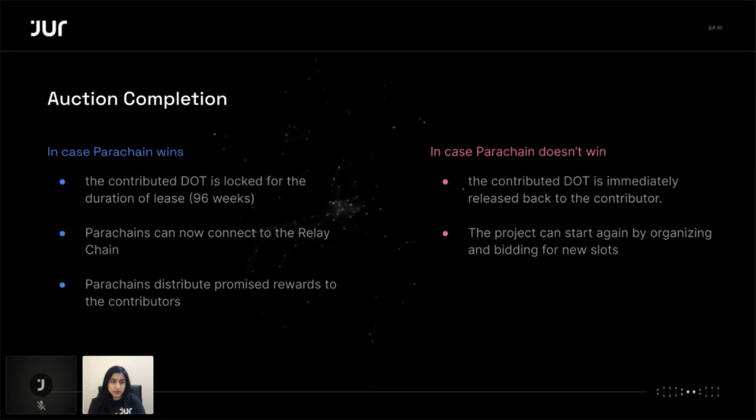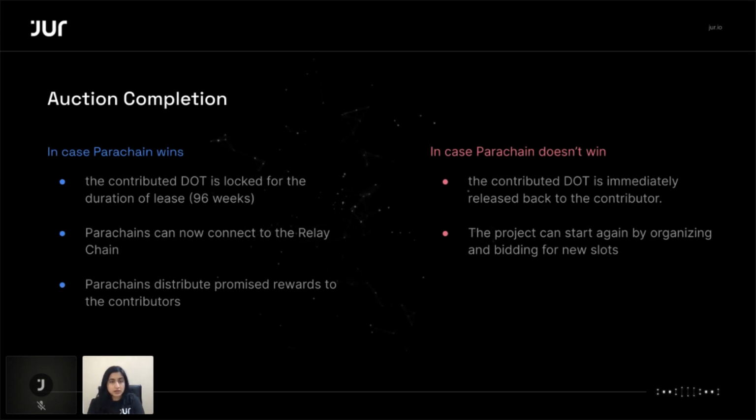After the auction is over, there can be two cases. Either the parachain has won or they have lost. In case they won, then the contributed DOT from the crowd loan and from the project itself get locked for a duration of 96 weeks, or 2 years.